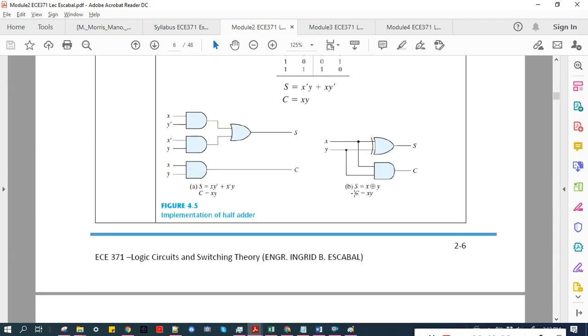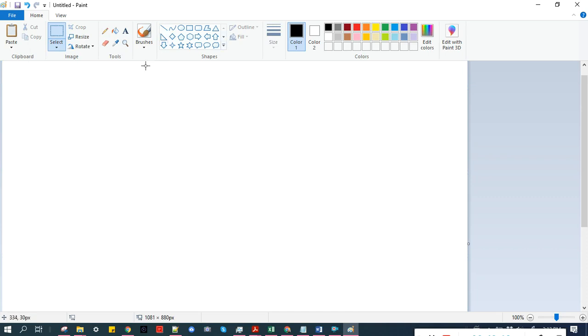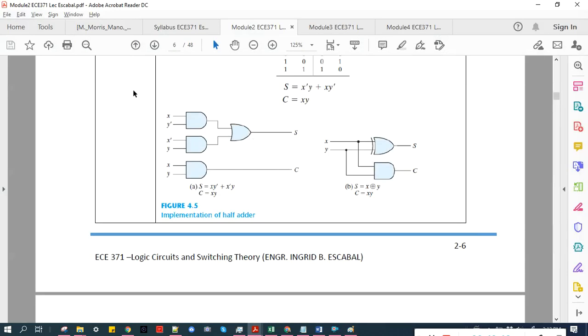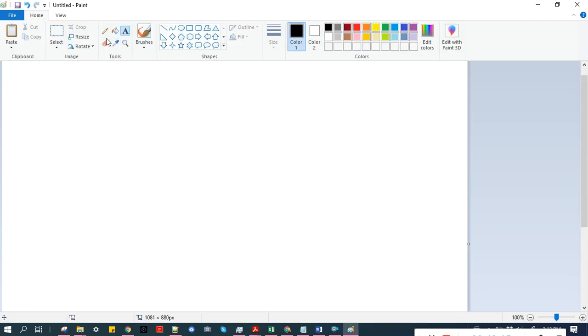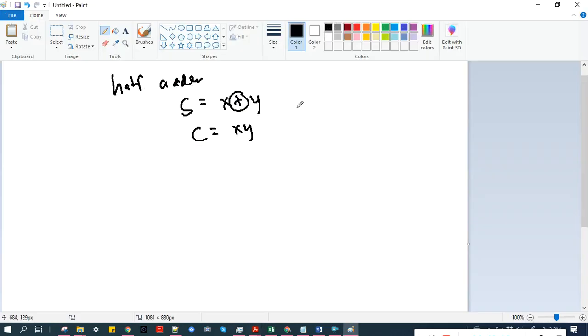Recall this, try to remember. Let's write down. For the half adder, we have S equals X exclusive OR Y, and C equals XY. That is XY' plus X'Y.